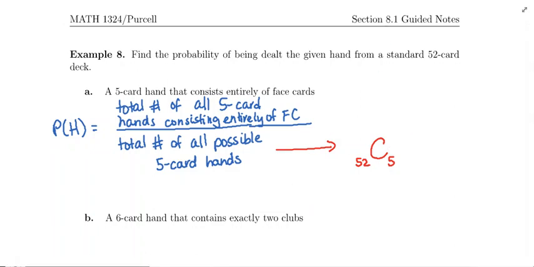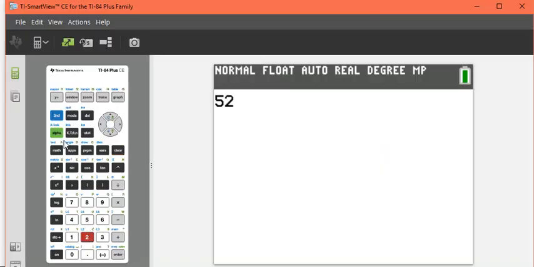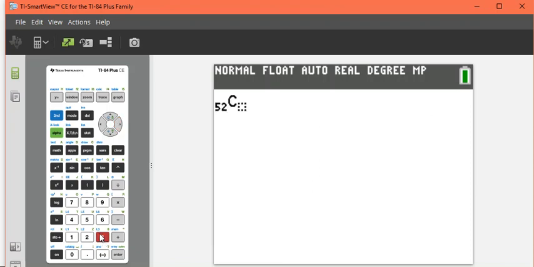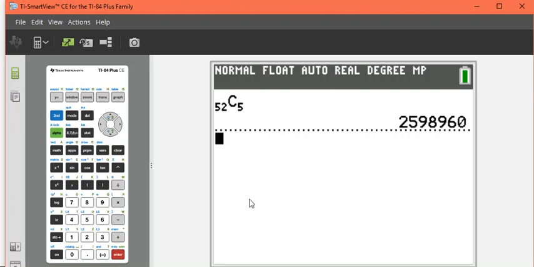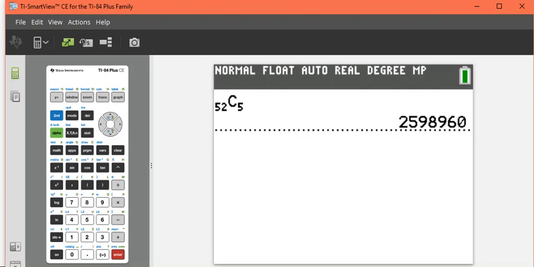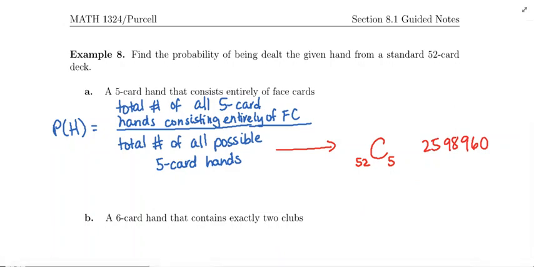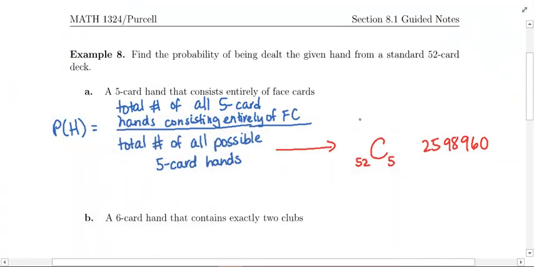All right, we're going to put in 52, math, go over to probability. We're going to choose option 3 for combination. So 52 choose 5. There is our total number of 5-card hands. Let me write this down. I think that's right. Let me double check it. There we go. Remember, this is going to be our denominator. Now we've got to go back and deal with the numerator.